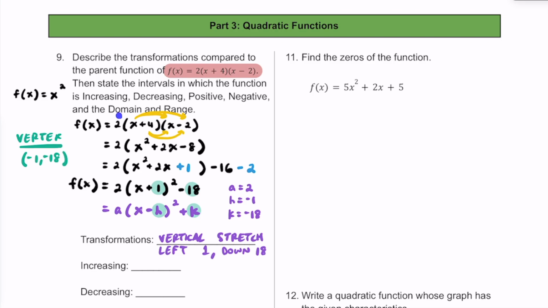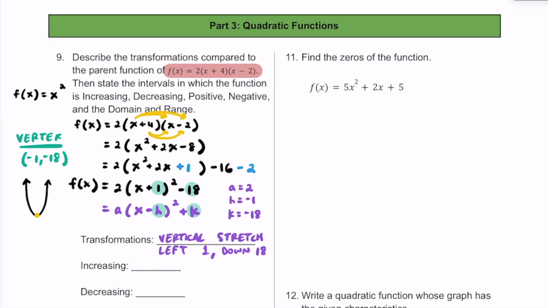Now, because the value of a is positive, we know that this parabola is going to have a minimum and it's going to open upward. So we know the parabola is going to look something along the lines of this, and it's going to have a minimum value here at the bottom, right? It's going to open up because we have a positive a value.